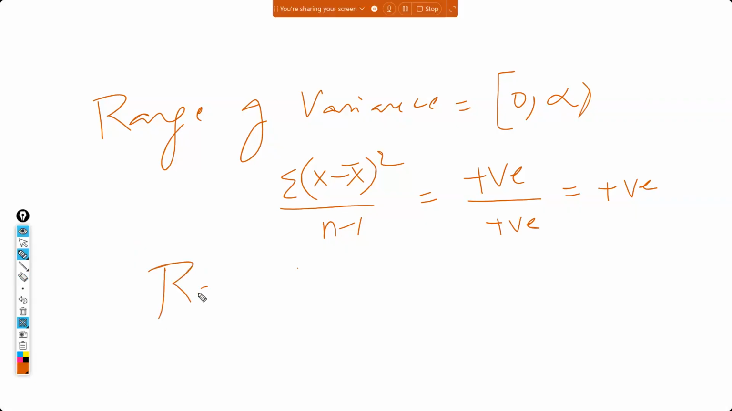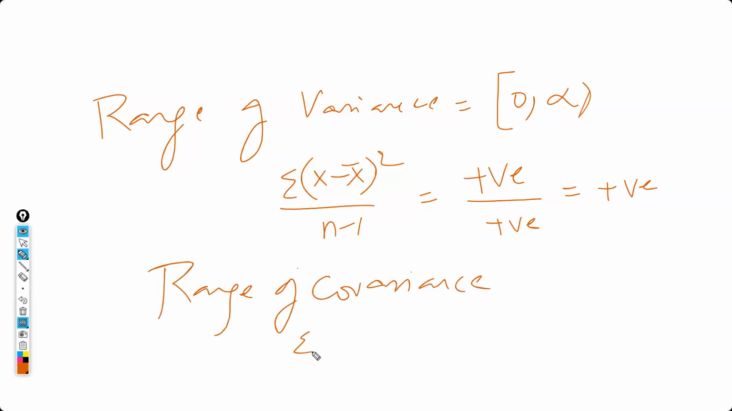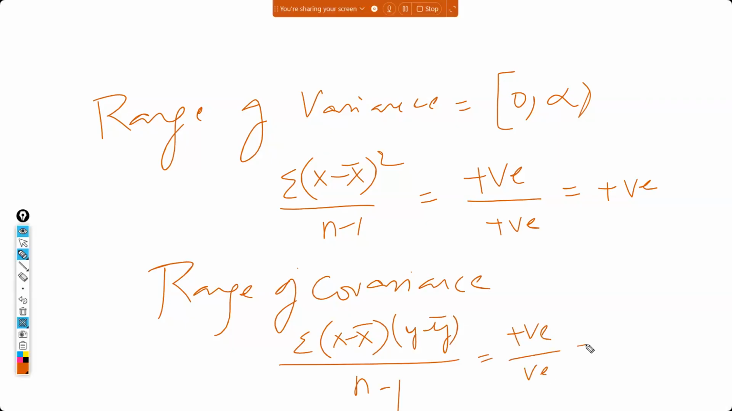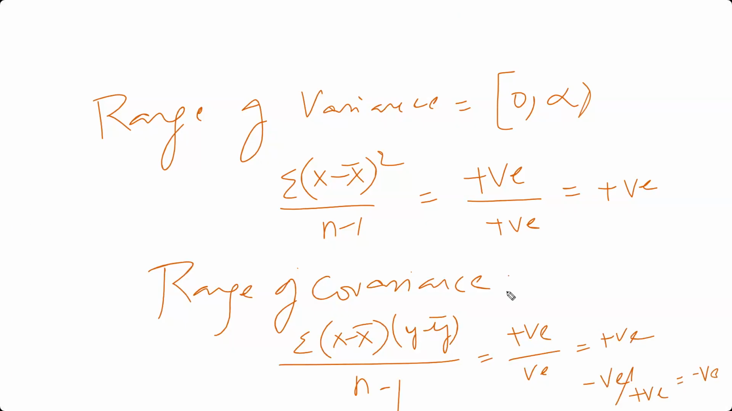Now coming to the range of covariance. In a similar way, what is the range of covariance? Sigma of X minus X bar into Y minus Y bar divided by n minus 1. The numerator can be positive, and in that case you are going to get a positive result. It can be even negative also. Divided by a positive number, automatically the output will be negative. So you may get positive, you may get negative. Both are possible. When both are possible, the range of covariance will be from minus infinity to plus infinity.